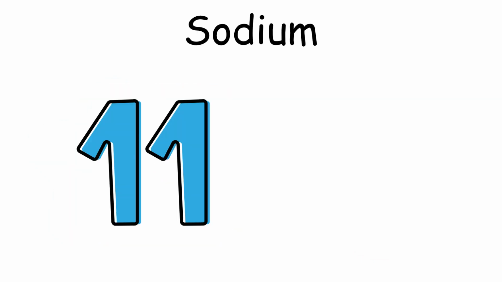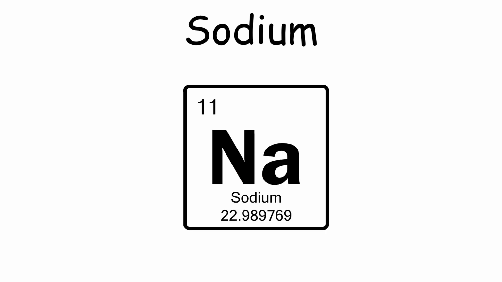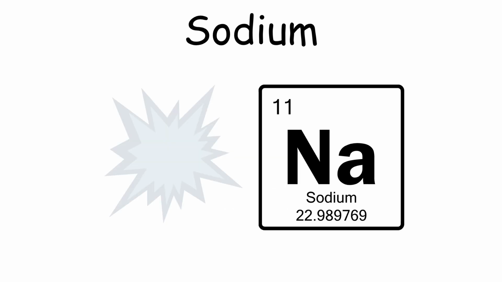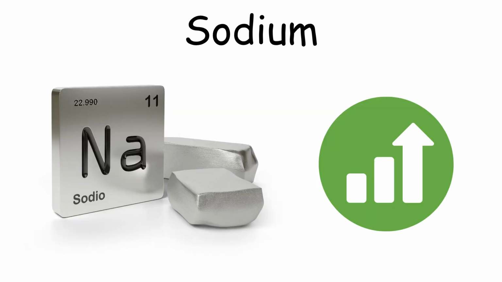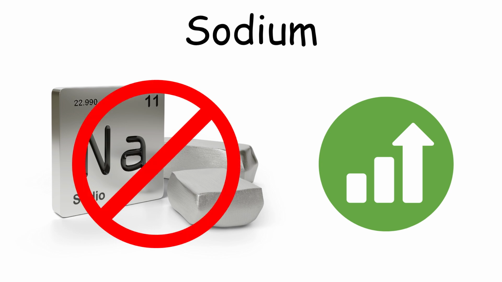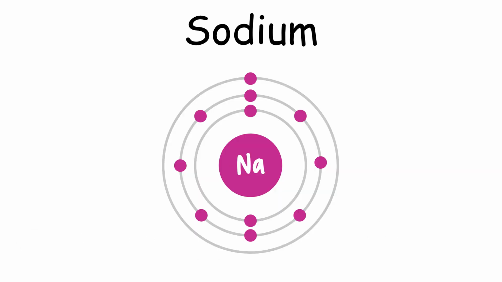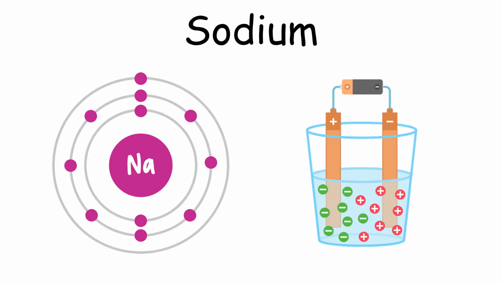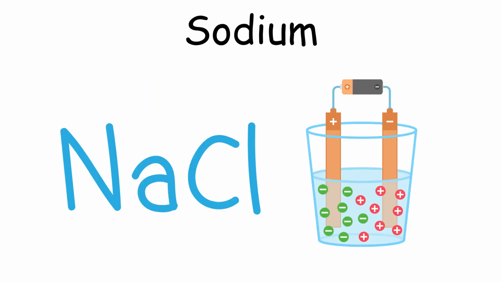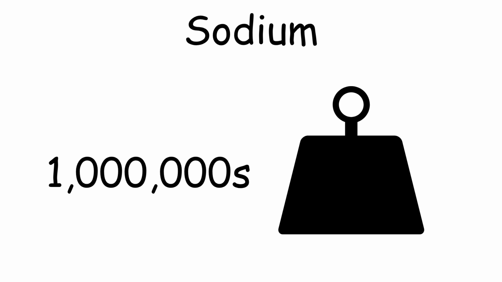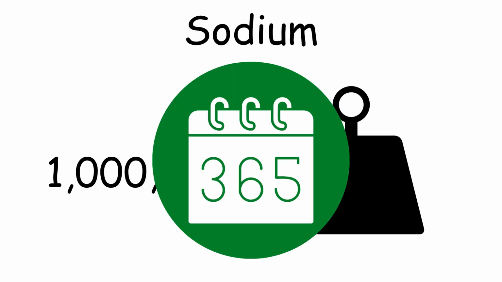The 11th element with symbol Na, sodium, is a highly reactive metal that is soft and silvery white. This high reactivity prevents it from being found by itself but in many minerals such as halite and zeolite. Sodium is produced commercially through the electrolysis of molten sodium chloride, or common salt. Millions of tons of compounds with sodium are produced annually.